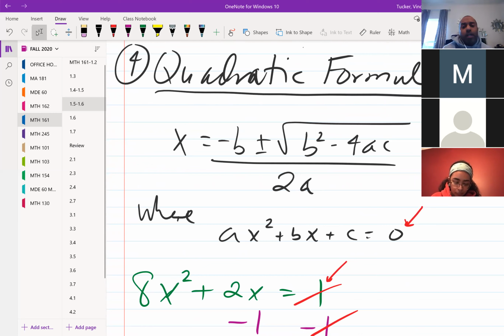So the quadratic formula, like I said, the last method for solving your quadratic equations: x is equal to negative b plus or minus the square root of b squared minus 4ac, all over 2a, where you're getting a, b, and c from your form of ax squared plus bx plus c equal to 0. Now put an arrow on that 0, because you want to set one side equal to 0 before you pick out what a, b, and c are. You can't establish what a, b, and c are to plug into the formula until you set one side equal to 0.